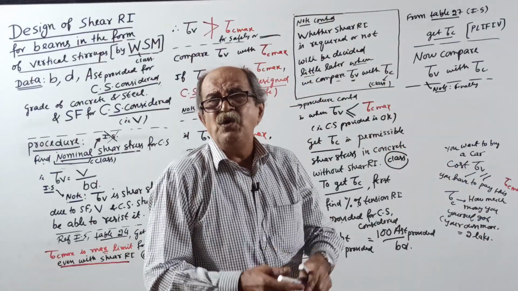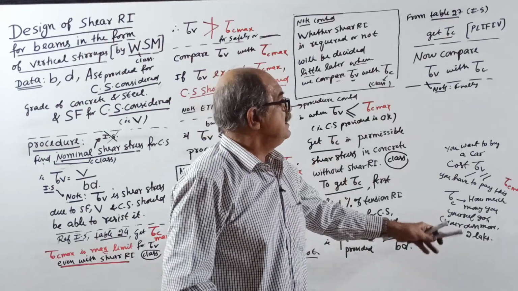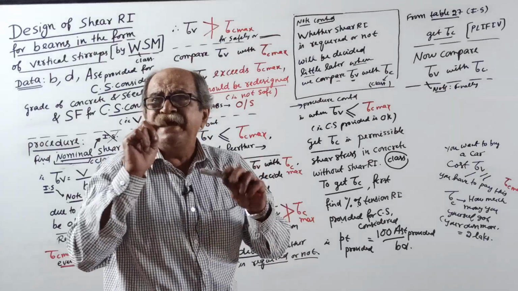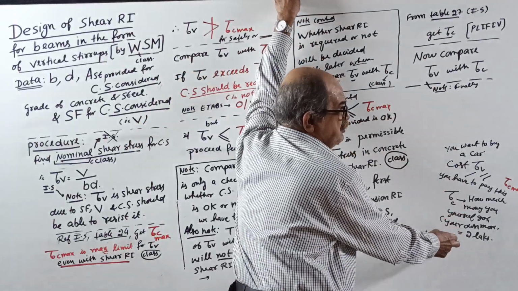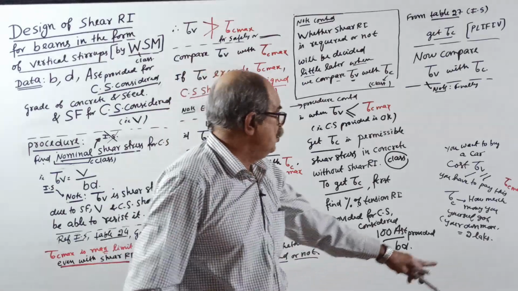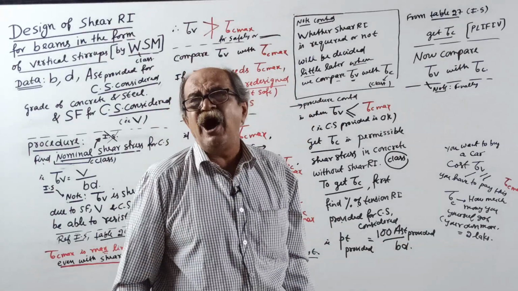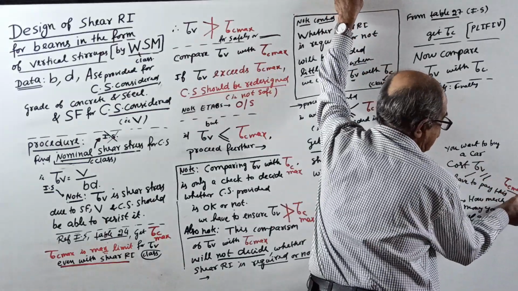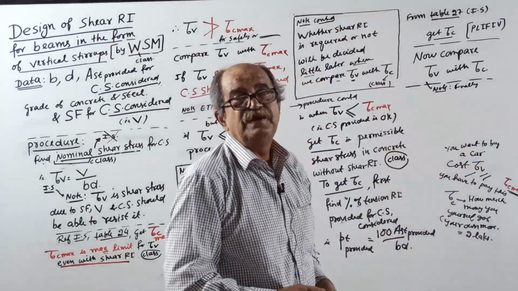So, without any help, you see, tau c means how much stress concrete alone can resist. How much purchase you can make without anybody's help. Remember, you are concrete. 2 lakhs rupees. Rupee or dollar, anything. 2 lakhs. Now, tau c max comes. See, be careful. Tau c max comes.